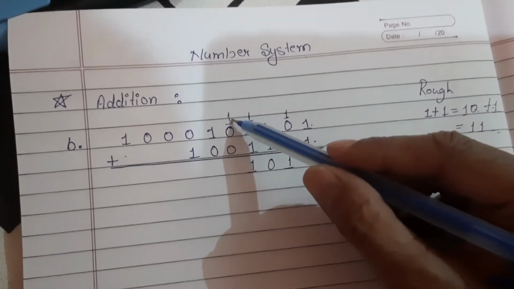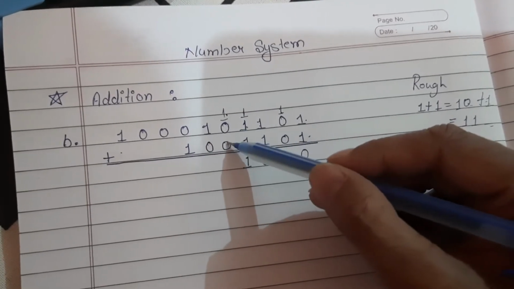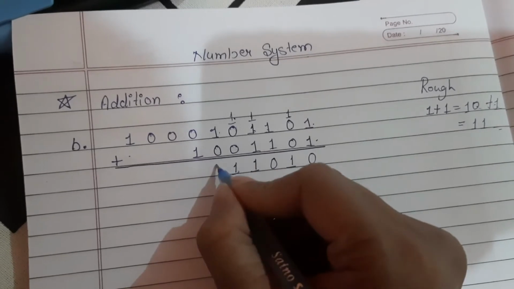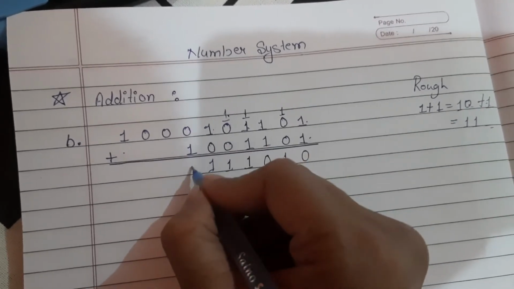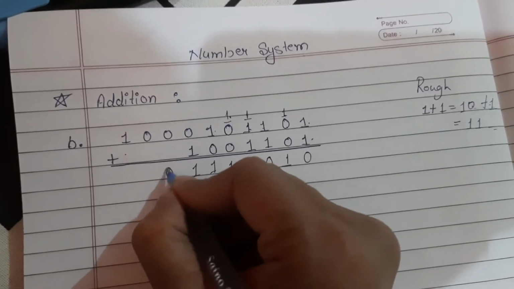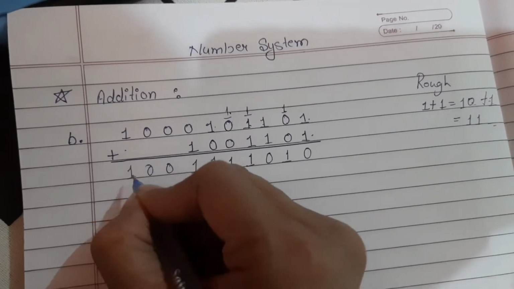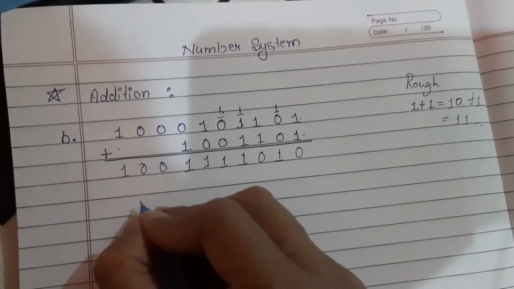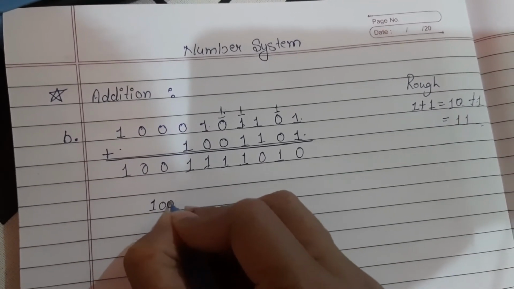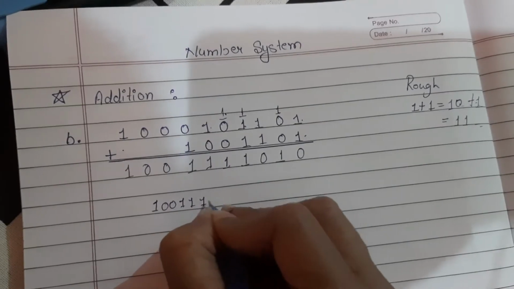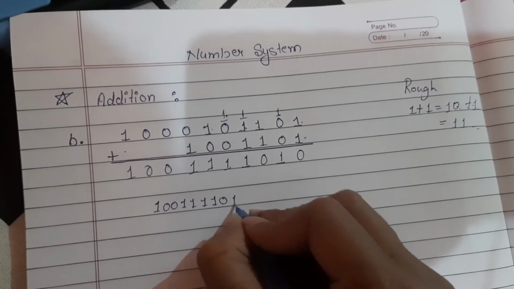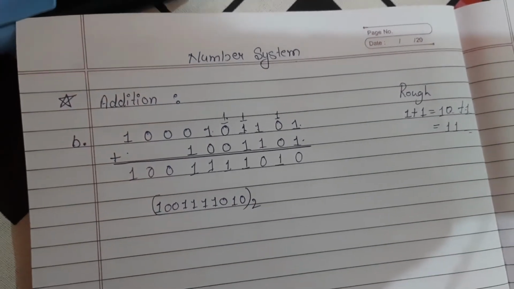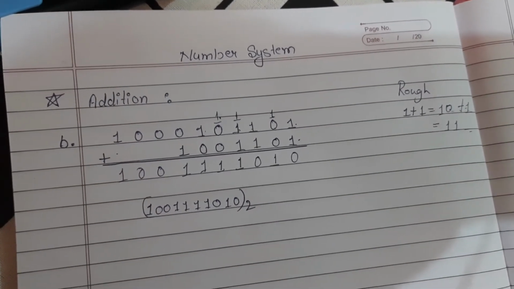So, after this again we got 2 zeros. So, 0 0 is 0 only and plus 1 is 1. 1 and 0 is 1, 1 and 0 and 1 is 1. 0 0 1. So, this is your complete answer, and the answer you got is 1 0 0 1 1 1 1 0 1 0. This number you got in the addition of the number system.